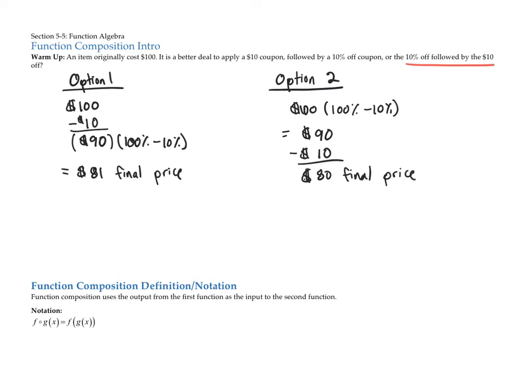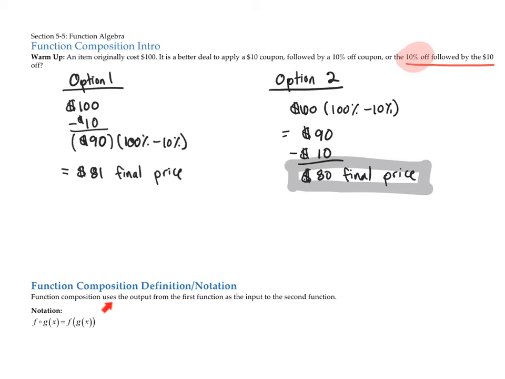So not a huge difference, but it does look like if we do option 2, the 10% off, and then follow that up with the $10 off, we get a final price of $80 instead of $81. Now the reason this works is we're starting with a higher base to apply this 10% off. The 10% is a percentage of, and if we start with a higher base, that will result in a higher discount. Now what we've just done is an example of what's called a function composition.